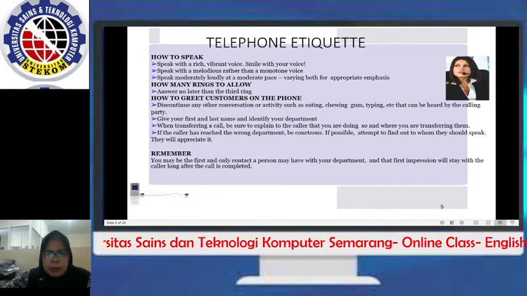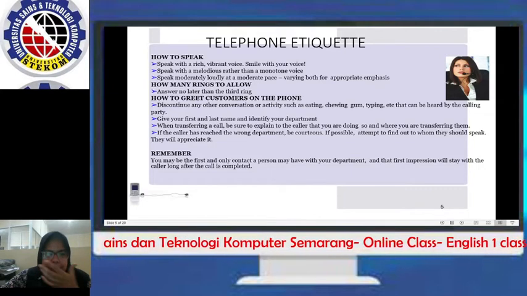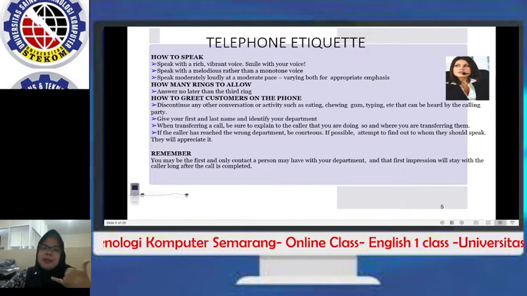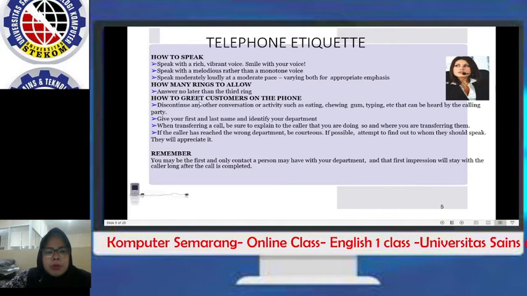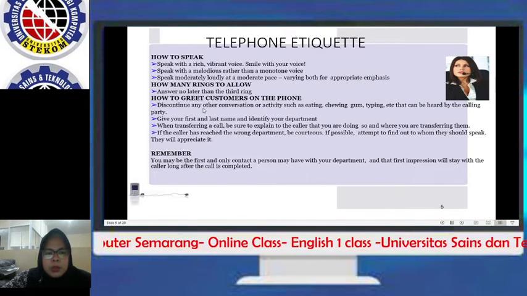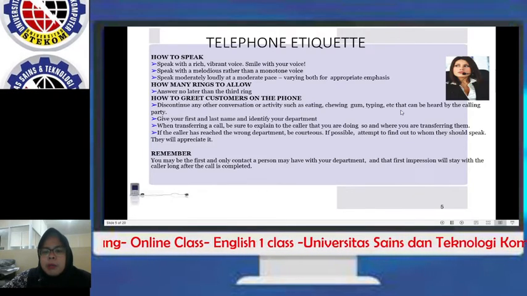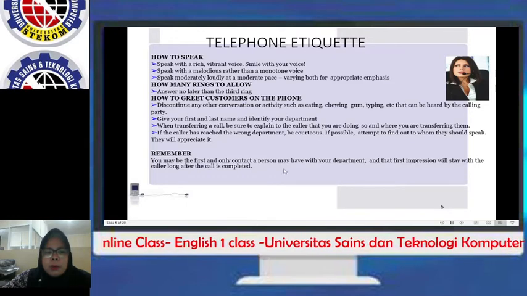Jadi kalau Anda berkecimpung di dunia kerja yang berhubungan dengan telepon, begitu ada telepon berdering langsung diangkat. How to greet a customer on the phone? Discontinue any other conversation or activity such as eating, chewing gum, typing, etc. that can be heard by the calling party.